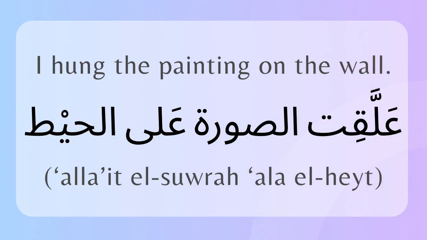I hung the painting on the wall. علقت الصورة على الحيط. علقت means I hung. الصورة means the painting. على means on. الحيط means the wall. Let's hear it faster. علقت الصورة على الحيط.